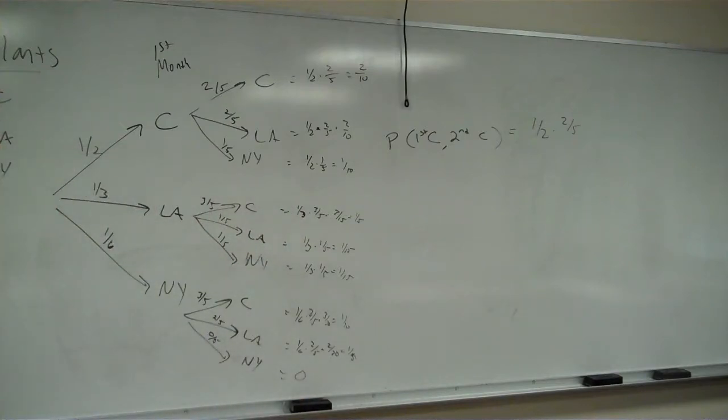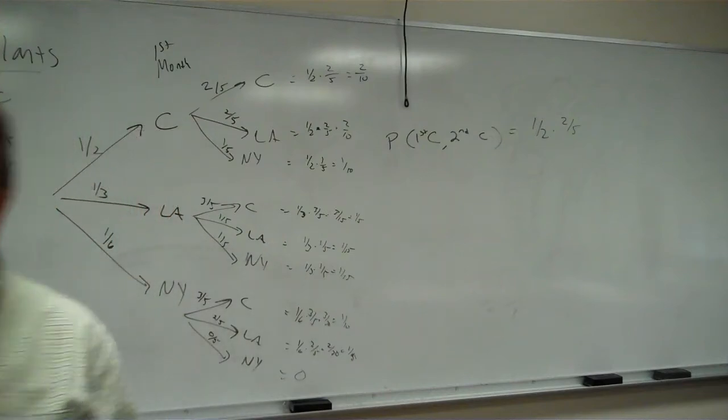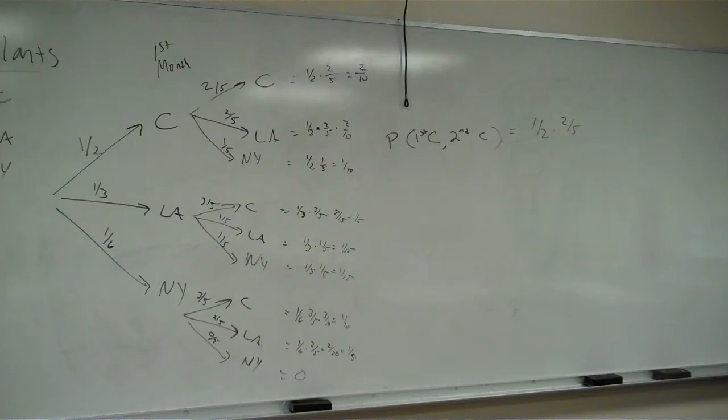And by the way, if we added up this column, these things will all add up to 1, because one of those things happened. Chicago, then Chicago. Chicago, then New York. Chicago, then LA. LA, then Chicago. LA, then LA. And one of those possibilities happened. The tree diagram can be a way to figure these things out.